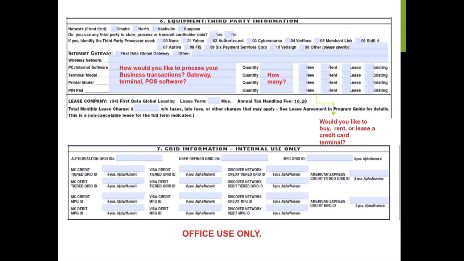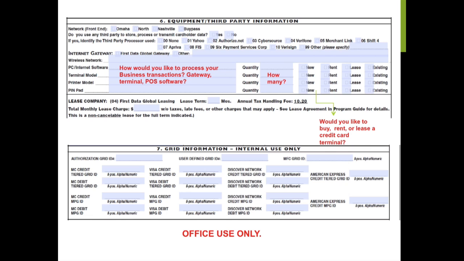Underneath, we have Lease Company, First Data Global Leasing. Here, in the event that you are leasing a terminal to your merchant, then please specify the lease term, in other words, the number of months of the lease, and please specify the amount of the monthly fee next to total monthly lease charge.